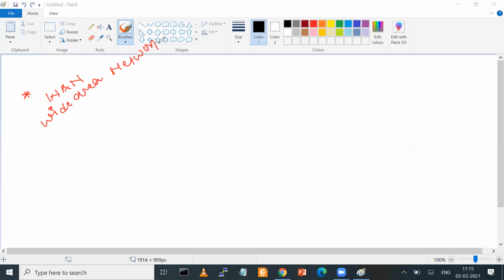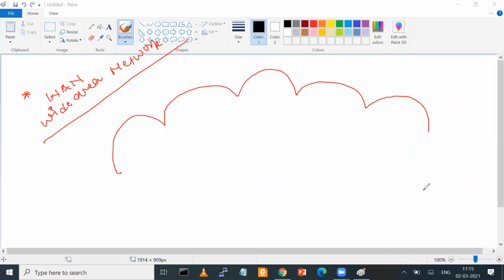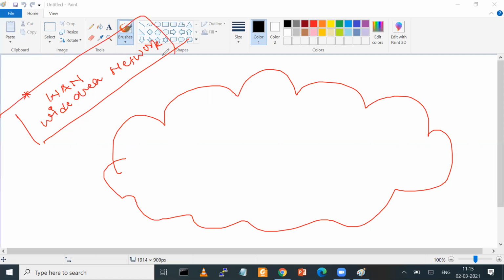The next thing which comes here is your WAN, wide area network. So guys, WAN is a kind of network which covers the whole world, or you can say communication across the globe.